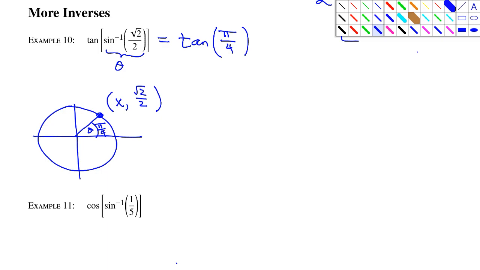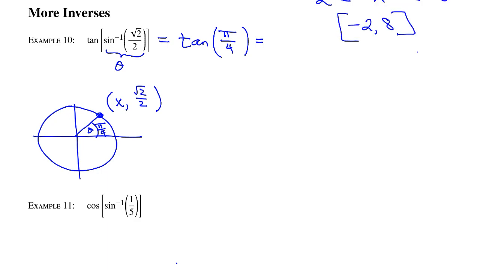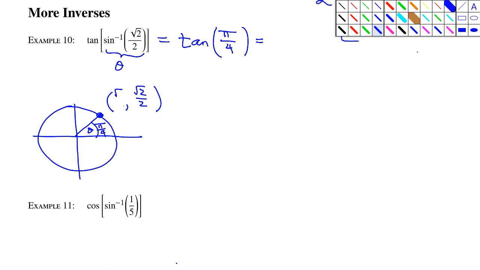And now we can work out tangent of pi over 4. We know that the other part of this coordinate point is root 2 over 2 as well. And so tangent is the y-coordinate divided by the x-coordinate. Root 2 over 2 divided by root 2 over 2, which is 1.